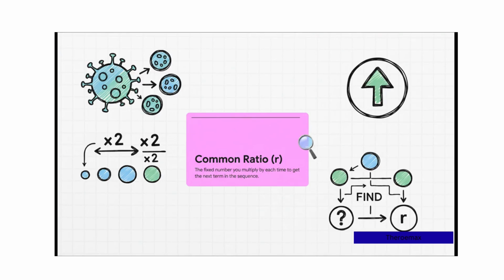So think back to our virus example. 1 became 2, 2 became 4. What were we multiplying by each time? 2. So in that case, R was 2. And honestly, finding that R value is always the first step to cracking any of these sequences.